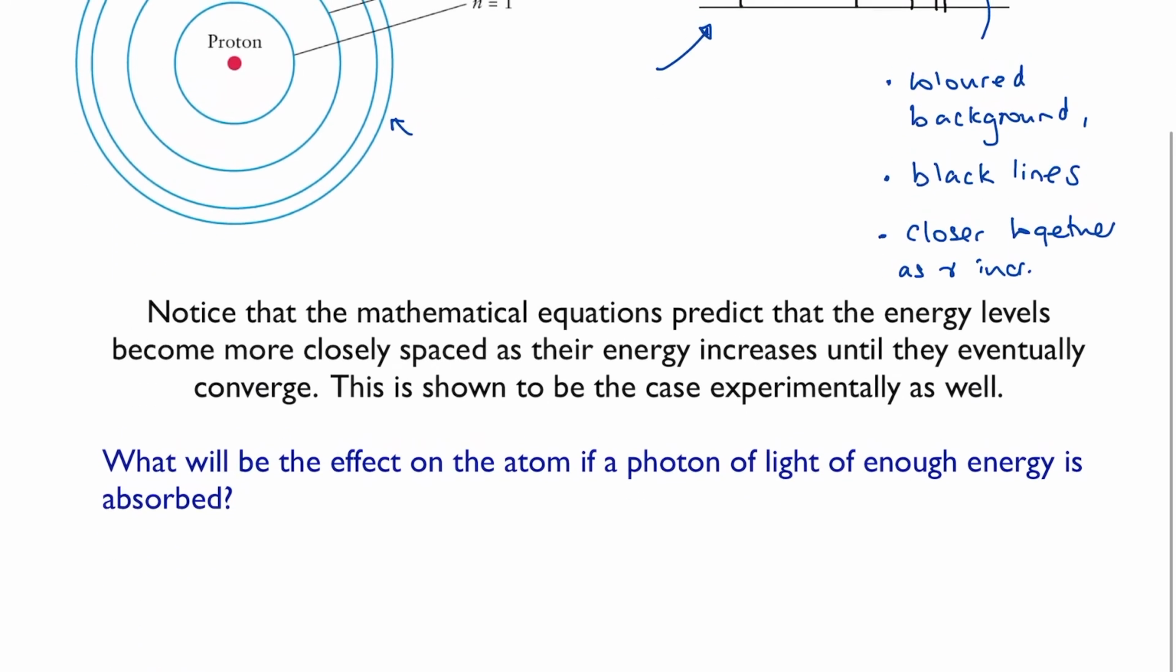Another common question is what would be the effect on the atom if a photon of light of enough energy is absorbed? Well, if we absorb energy, say, from the UV part of the spectrum, so a photon of light with very high energy, then that would give us enough energy not just to promote the electron, but actually to lose it from the atom altogether. Essentially, our atom becomes ionized.